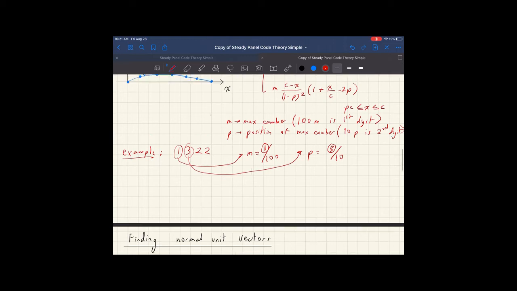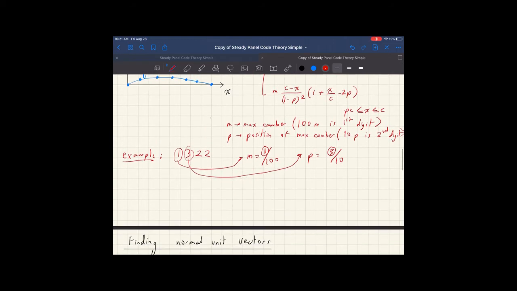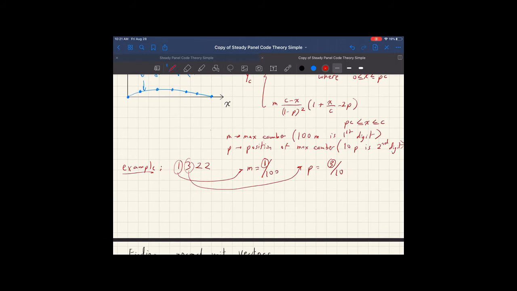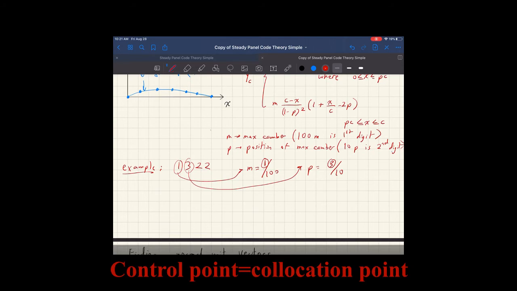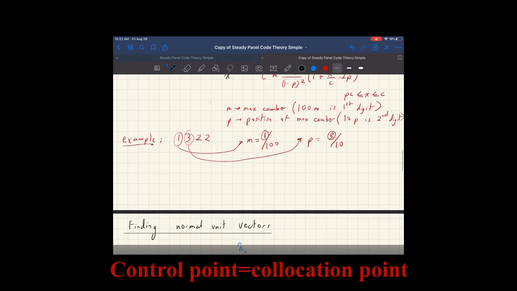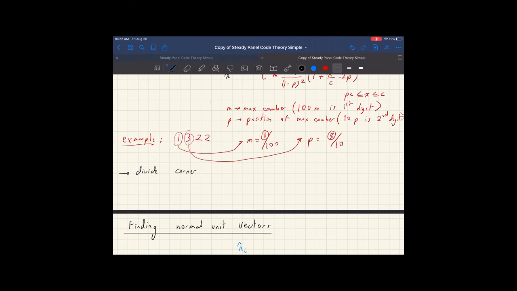All right, now that you've found your corner points, or the coordinates of your camber line, you can divide it into a series of bound vortices and control points. So that's the next step: divide corner points into bound vortices and collocation points.